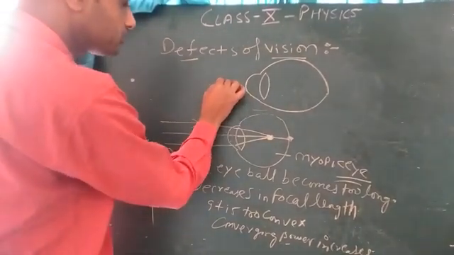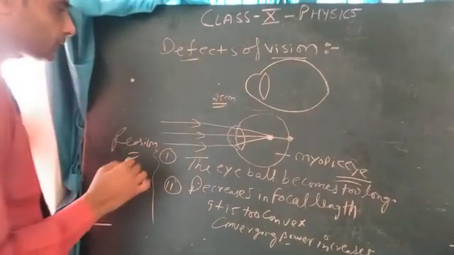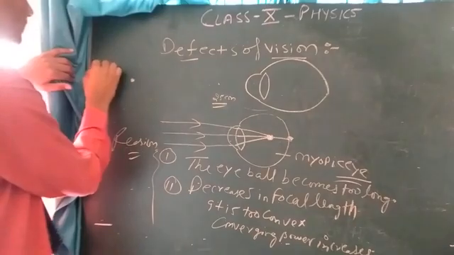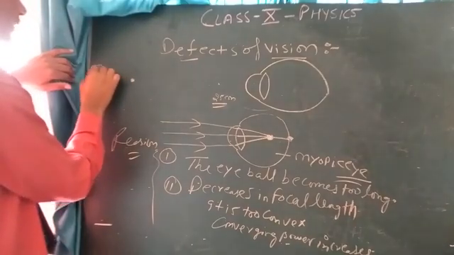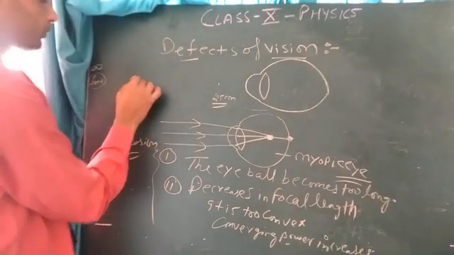It means that this is the 25 centimeter near point and the far point is infinity. It is the far point for a normal eye, but for a myopic eye this is the far point.